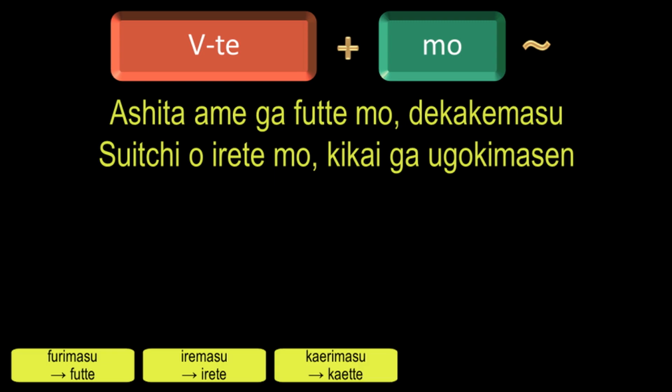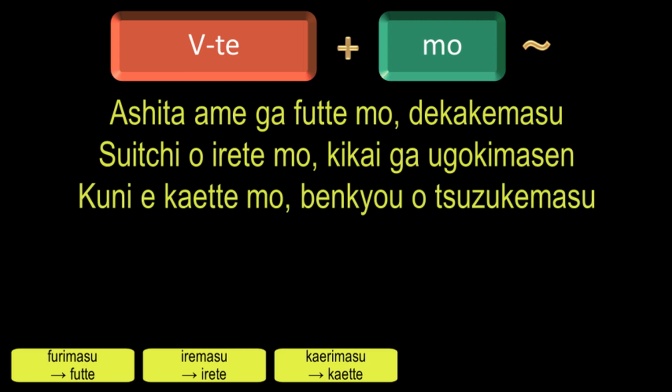The verb kaerimas means to go back or return, and its te form is kaette. By adding mo, we will get the expression kaette mo, which means even if I go back. And to say even if I go back to my country, I will continue my studies, in Japanese, it will be kuni e kaette mo benkyou o tsuzukemasu. Let me go to the next example.